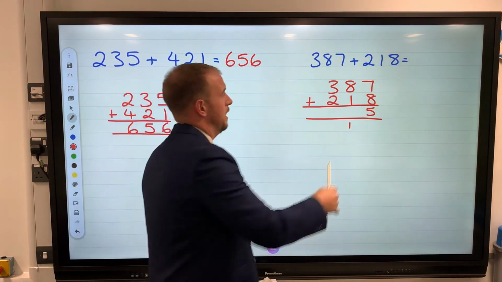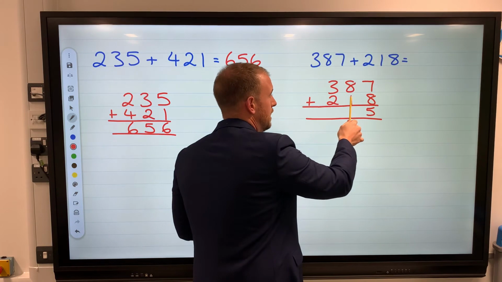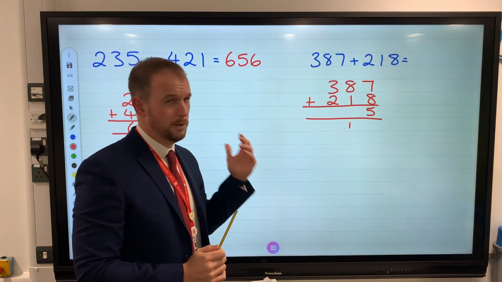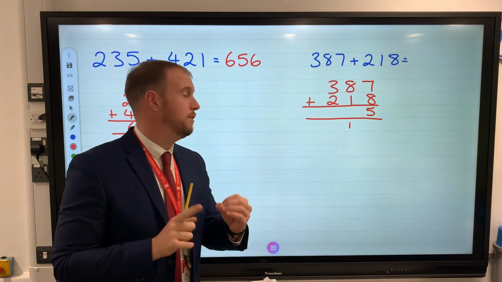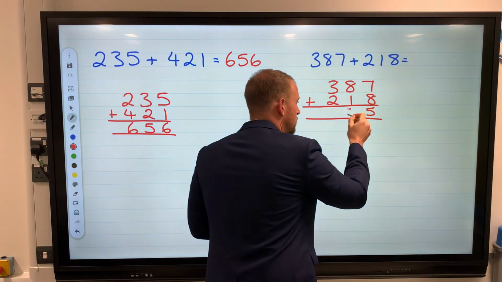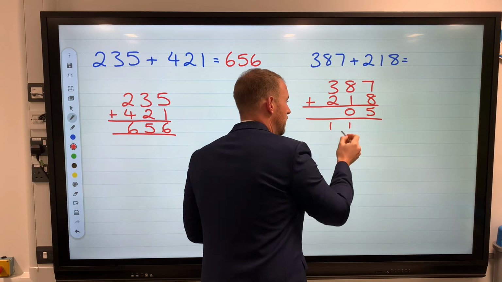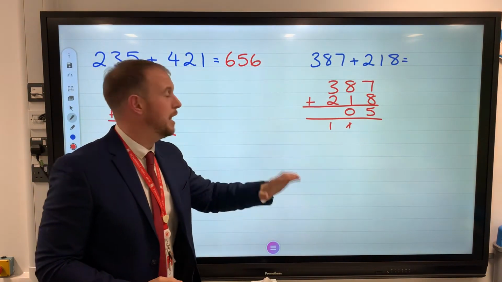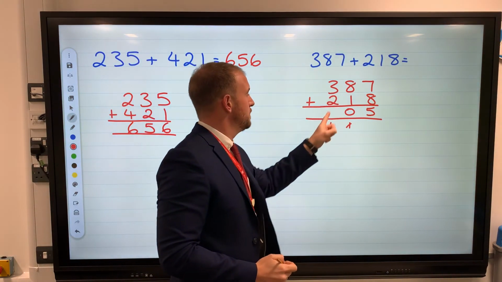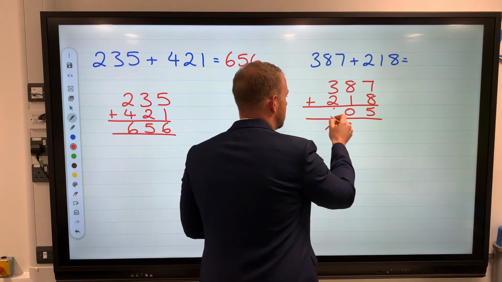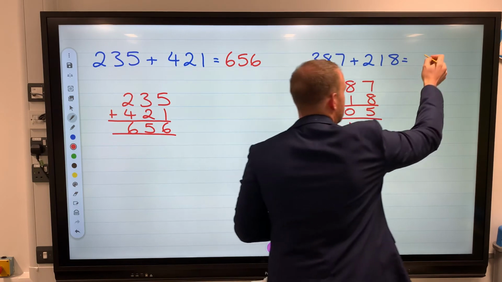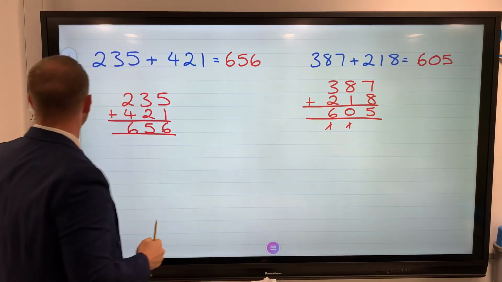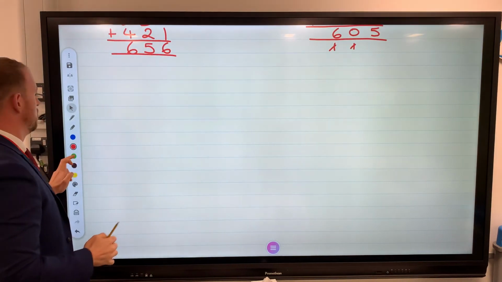Next column, I have 8 add 1 is 9. Add the 1 you carried over to make 10. Now a 10 is 1 ten and 0 units. So we're going to put our units in and carry the 1 over. I'm going to cross that one out, otherwise I might be tempted to use it again. 3 plus 2 is 5, plus 1 is 6. Which gives me an answer of 605.